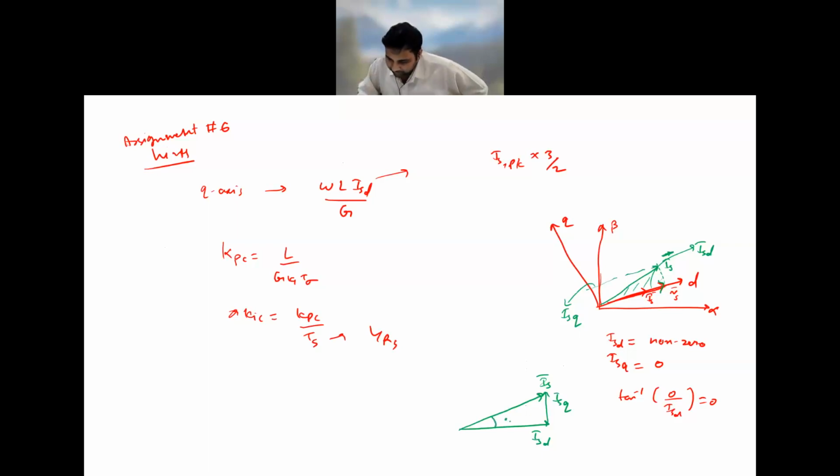Now you just calculate this angle, angle phi, which will give you the angle between the Vs space vector and the Is space vector. That means you will have the same kind of phase between the phase voltage and phase current, and from there you can easily calculate your power factor angle. So I think I have given you enormous hint using which you can easily solve this problem.